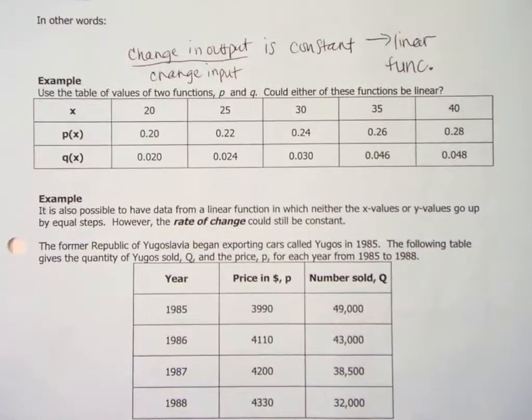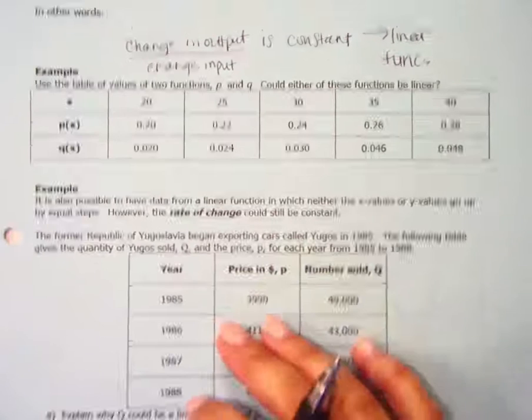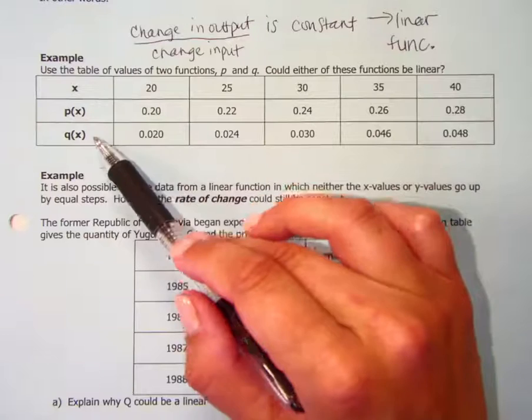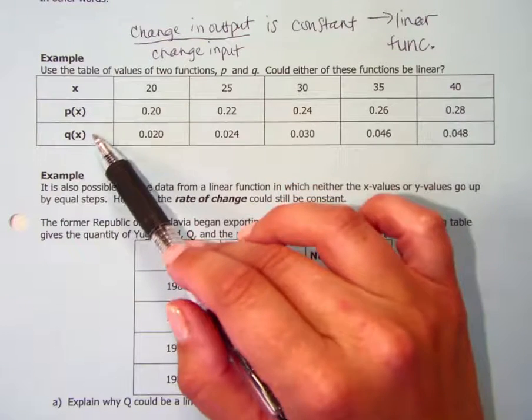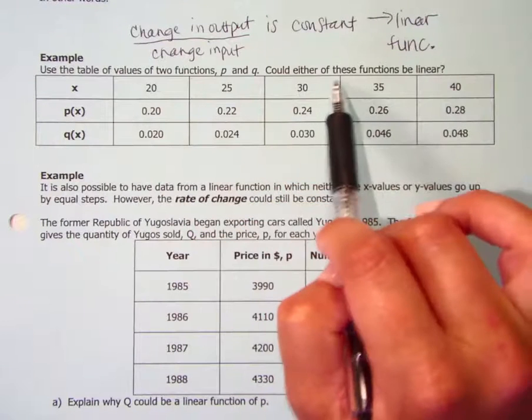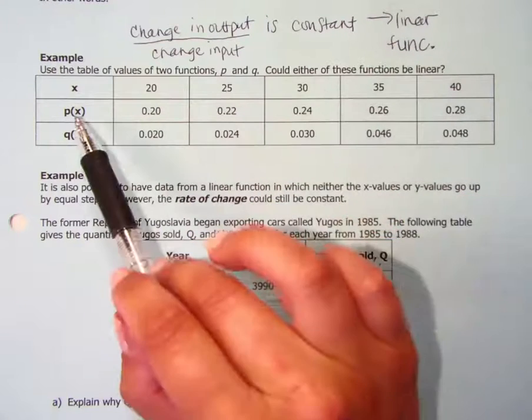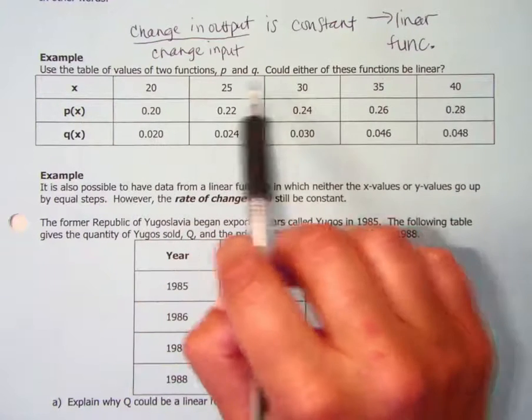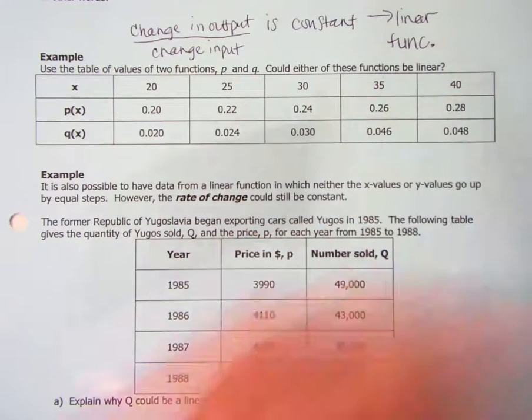All right, so looking at our first table, thinking back about what John said earlier. Looking at our table of values, we actually have two different functions here, P and Q. Could either of these functions be linear? So let's focus on P of X first. Notice that your input values are increasing by the same amount.